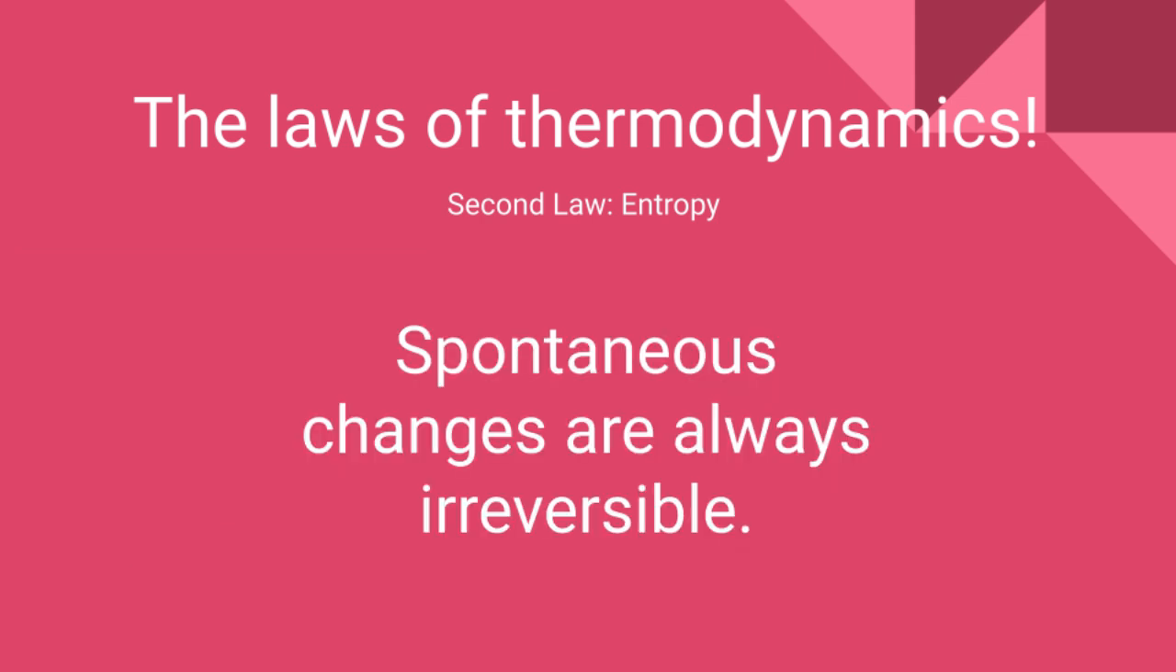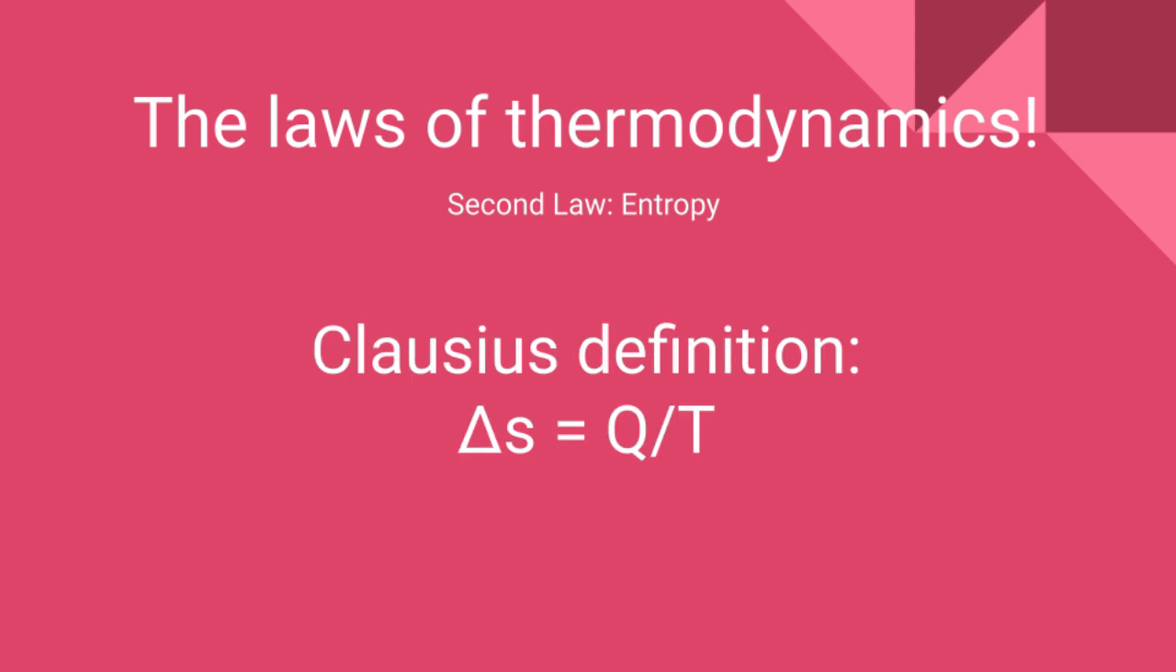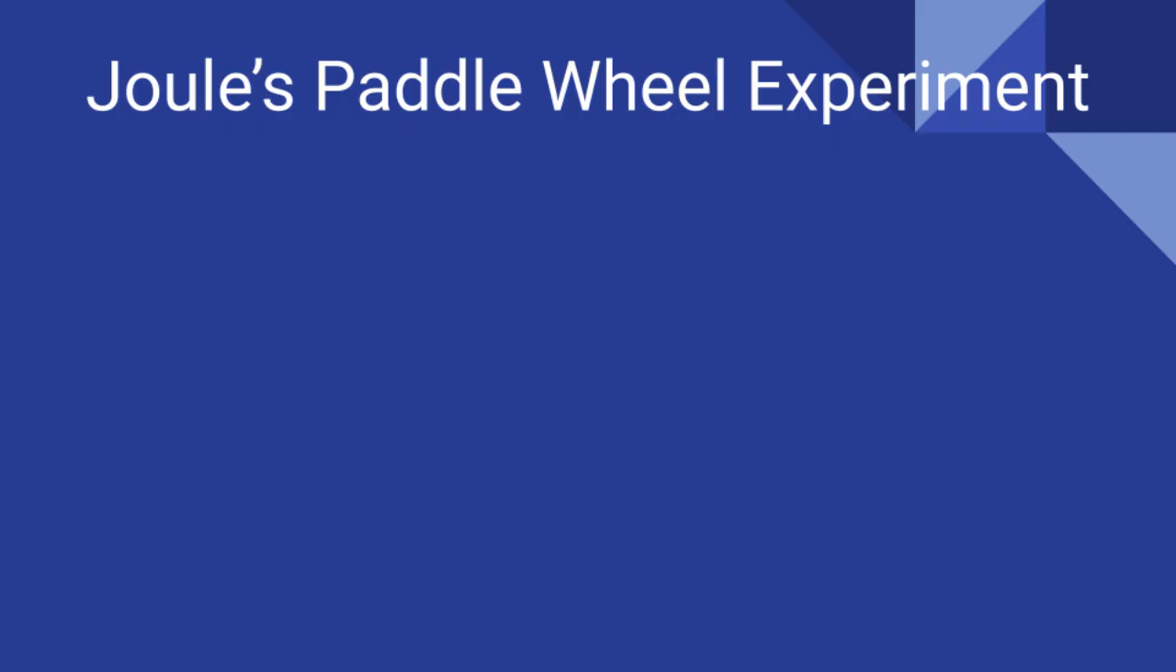Something that is always irreversible is a spontaneous change, such as gas being let into the atmosphere, or, once again, ice being melted. The Clausius definition of entropy makes the formula delta S equals Q divided by T, or entropy equals heat divided by temperature above absolute zero.